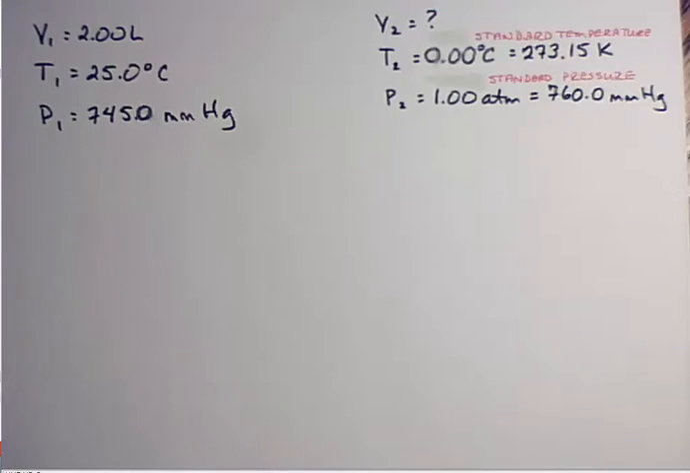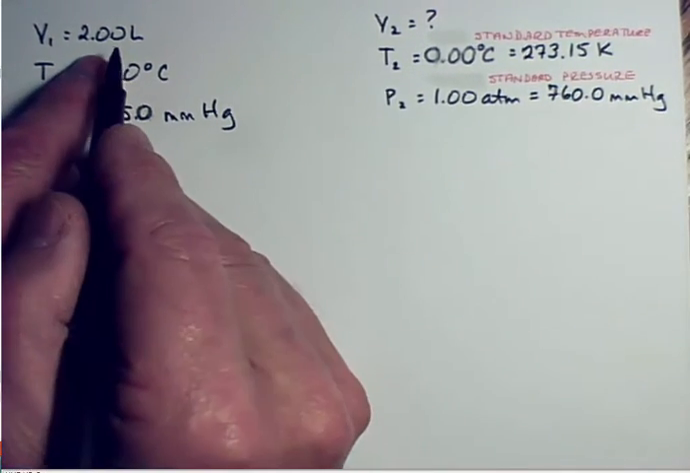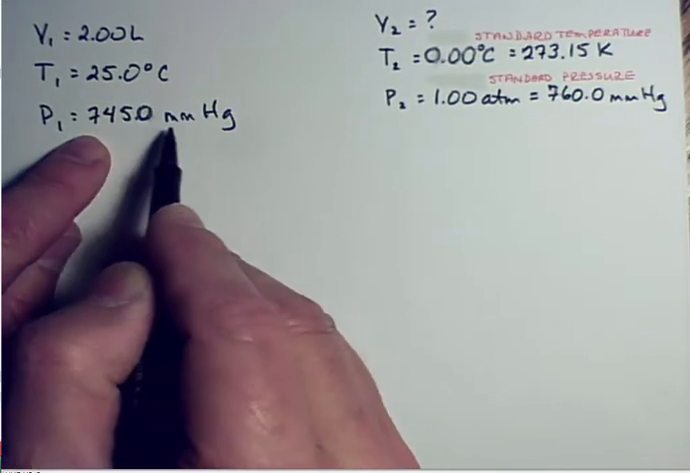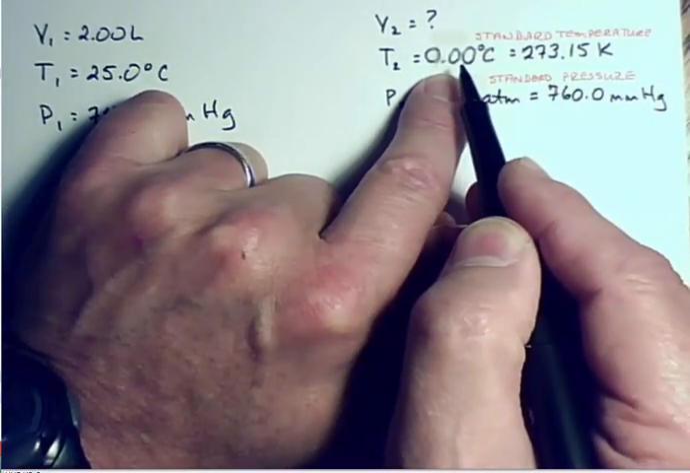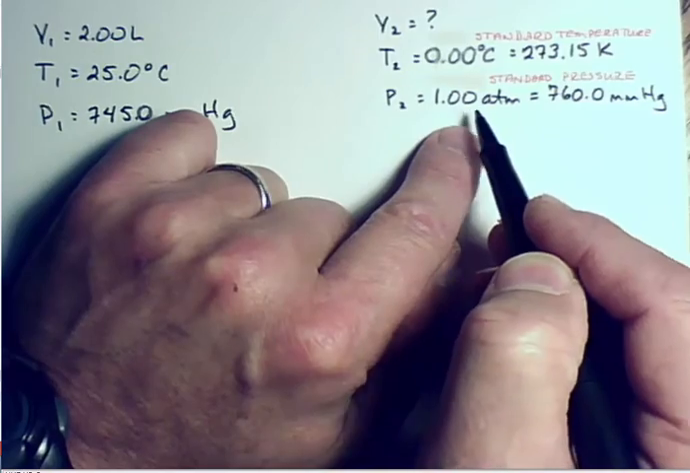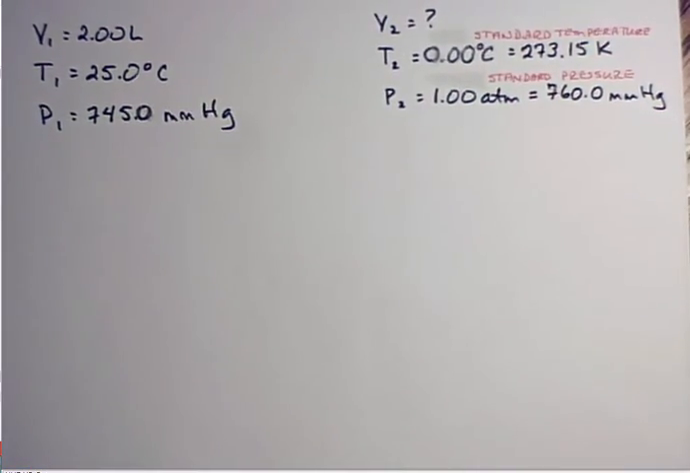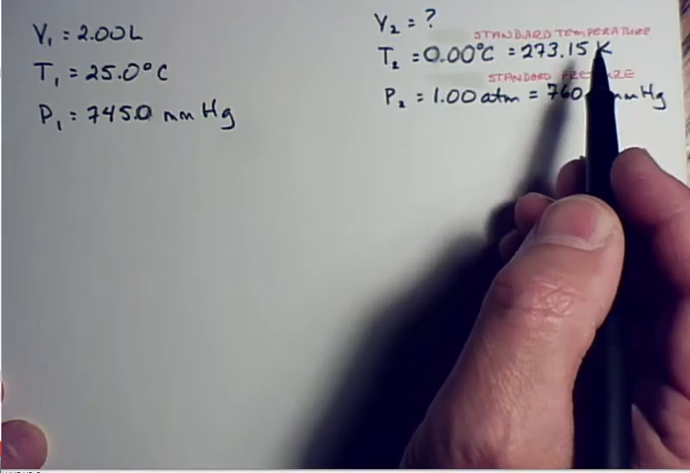Okay? So from that, we need to make a list of knowns and unknowns. So that's what I did here. Here's the volume in the problem. Here's the temperature in the problem. Here is the pressure in the problem. Here is the standard temperature mentioned in the problem. Here is the standard pressure mentioned in the problem. All you got to do is write this stuff down and take it step by step. That's how you solve problems. Step by step.